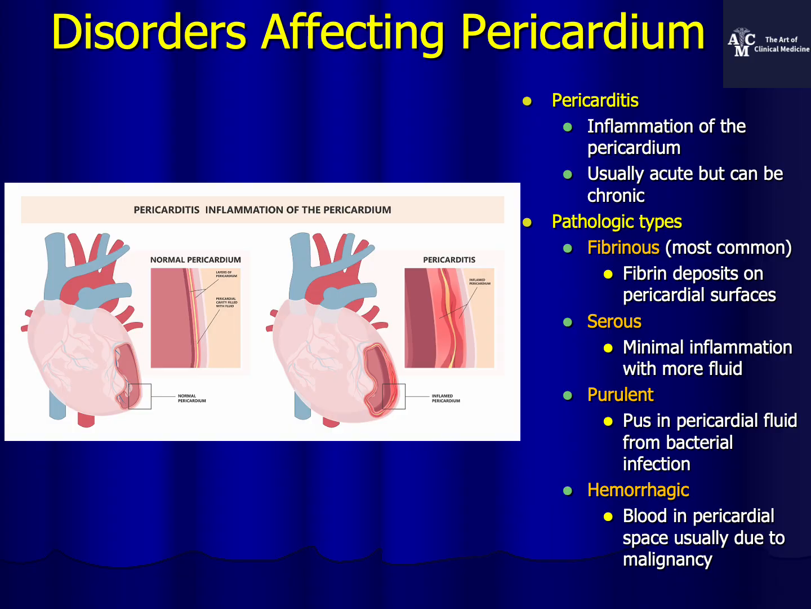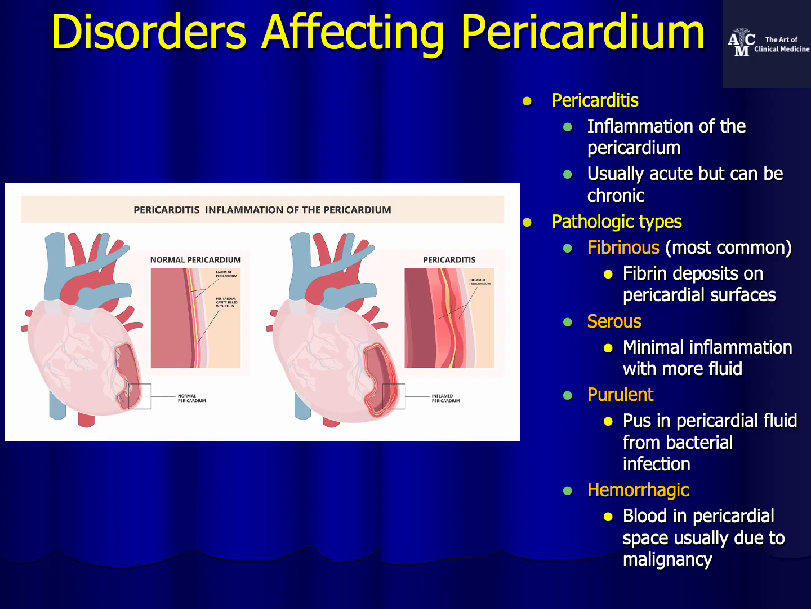So now let's think about what can go wrong with these layers of the pericardium. The first one is pericarditis. This is inflammation of the pericardial area, not including the space necessarily. It can be acute, but can also be chronic. The main pathologic types are fibrinous, which is the most common, where fibrin deposits on the pericardial surfaces. The serous pericardium can also be affected. This is known as serous pericarditis, and this has minimal inflammation, but a lot more fluid in that layer.